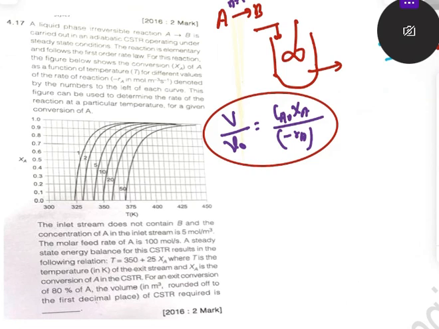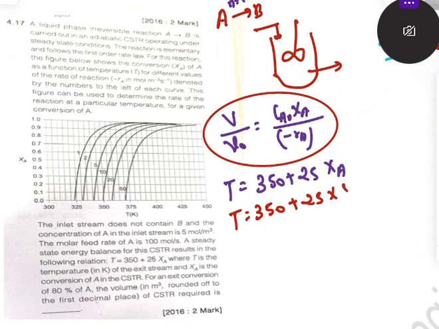First, the temperature is given to you as 350 plus 25 XA. But the conversion is 80%, so I can calculate the exit temperature of the reactor: 350 plus 25 multiplied by 80 upon 100. So that is 370 Kelvin, right? Once we know the exit temperature, this one is the rate plot. The rate values here are 50, 20, 10, 5, something like that. With the help of this data, you can go to the graph and calculate the value of the rate of reaction.